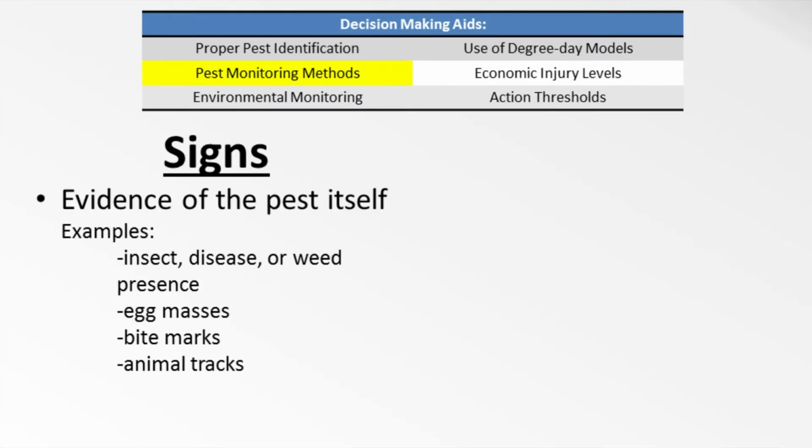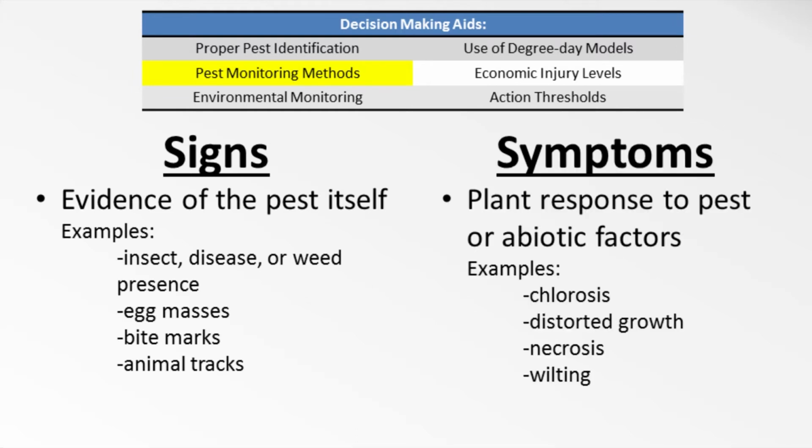Signs are evidence of the pest itself, either the insect, weed, or disease, or eggs. Symptoms are evidence, such as distorted growth, that the pest has been there, although it may no longer be present.